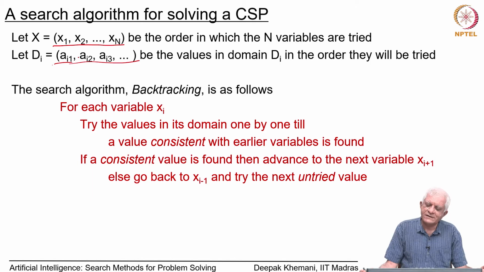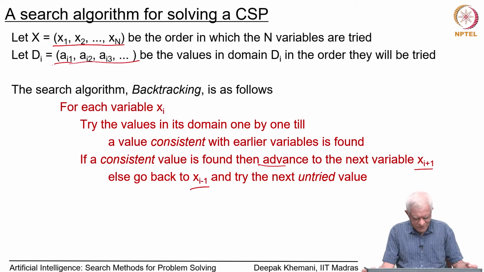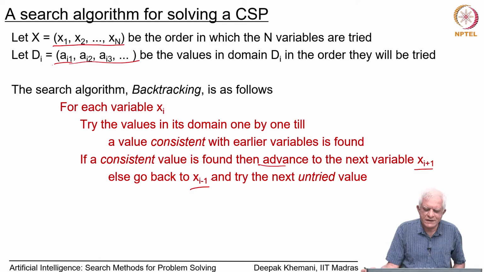What do we mean by consistent? The value for the variable, let us call it x i, and all the previous variables together are consistent, which means they satisfy all the constraints whose scope falls within these variables. If a consistent value is found, then advance to the next variable x i plus 1. If it is not found, then go back to x i minus 1 and try the next untried value. That is the basic idea of the backtracking algorithm, and we will look at that in a little bit more detail.